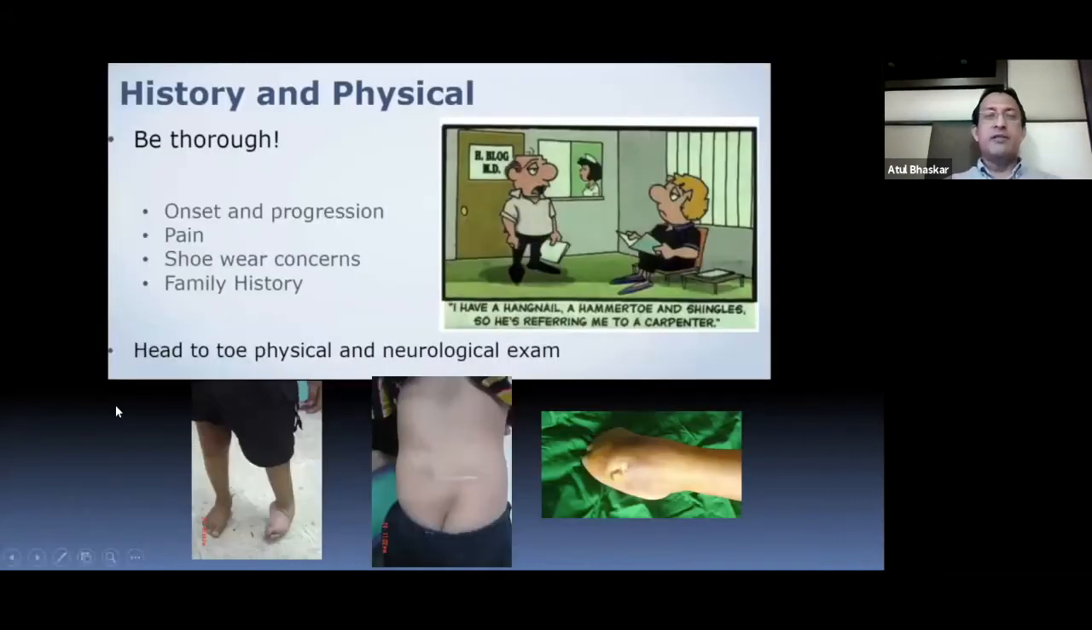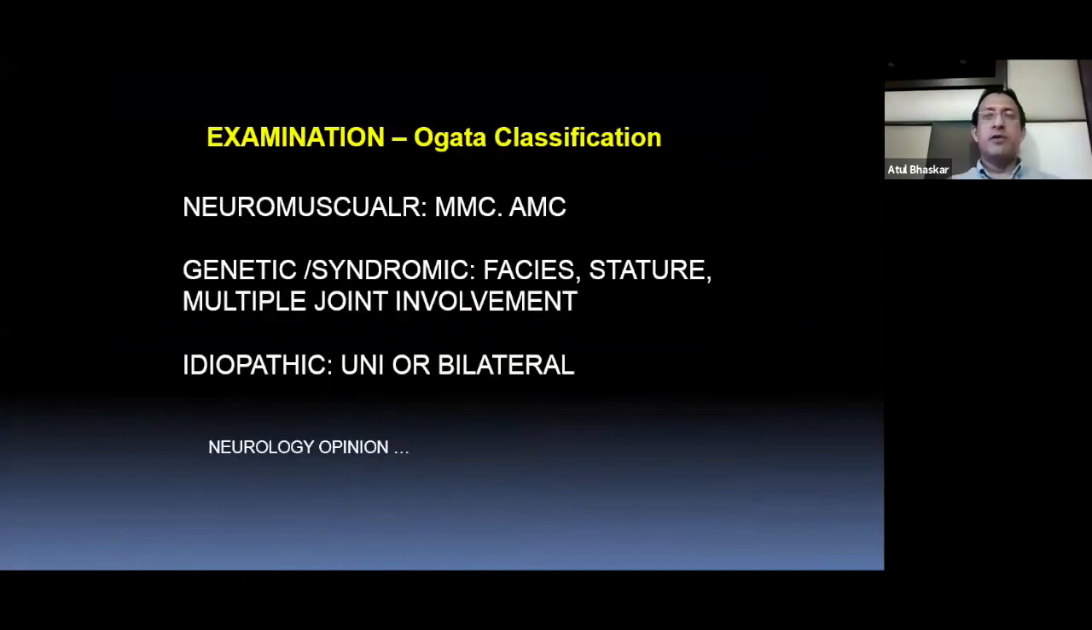For any of these conditions, if the child comes at an older age, you look at the progression of the deformity, whether the child gets any pain. Pain is rare unless there are callosities, any concern with the shoe wear, and of course a family history for syndromic conditions. So you must perform a head to toe examination, look for any scars or any dimples at the back of the spine, which will point to a neurogenic problem.